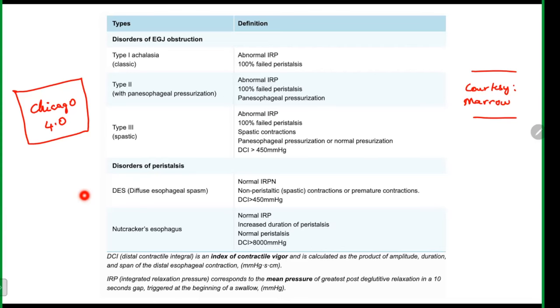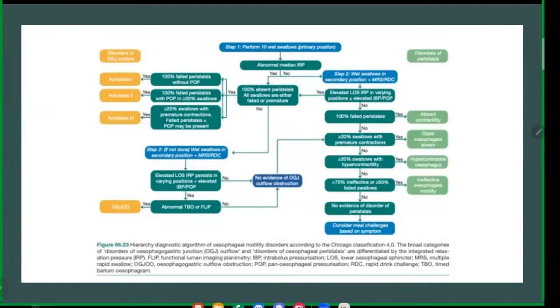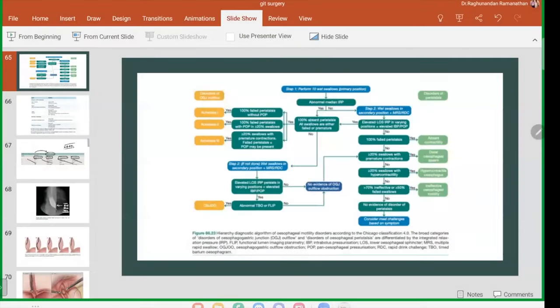You have another one called nutcracker esophagus, which we will be discussing shortly. There you have normal peristalsis, but what happens here is increased duration of peristalsis with contraction of more than 8000 millimeter of mercury. Okay, 8000 millimeter of mercury. That's the importance over there.